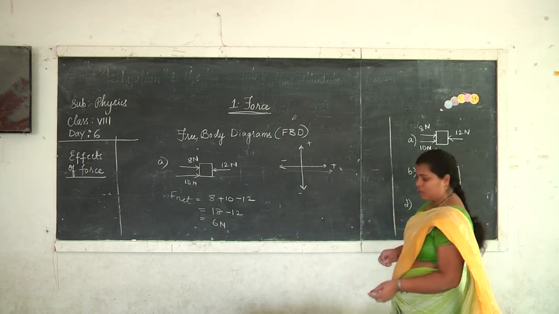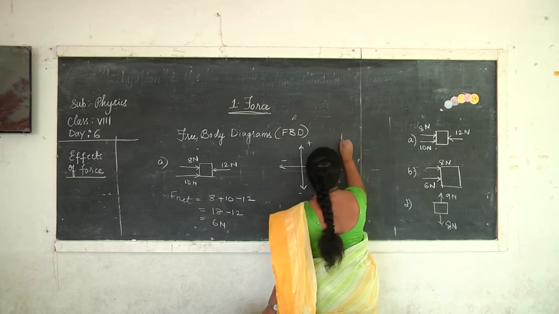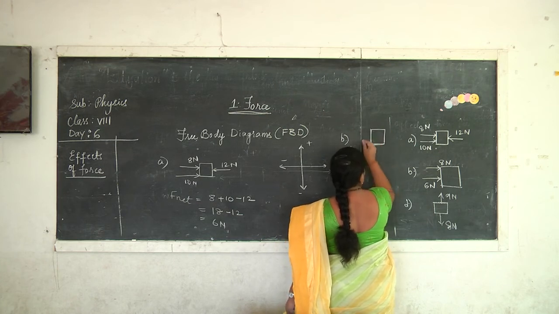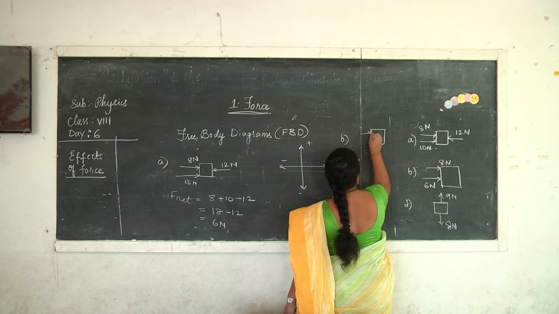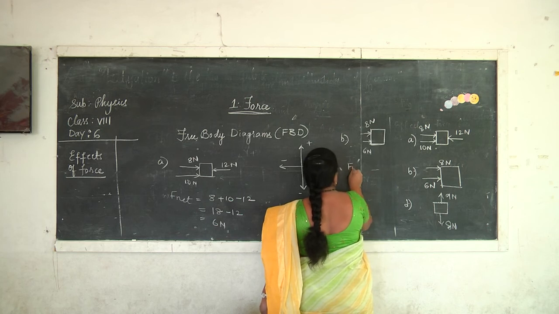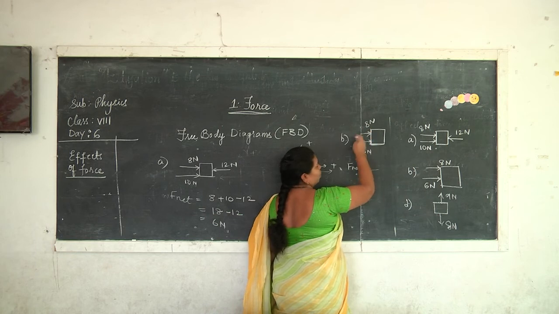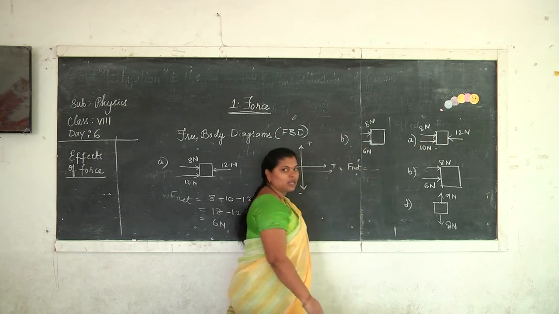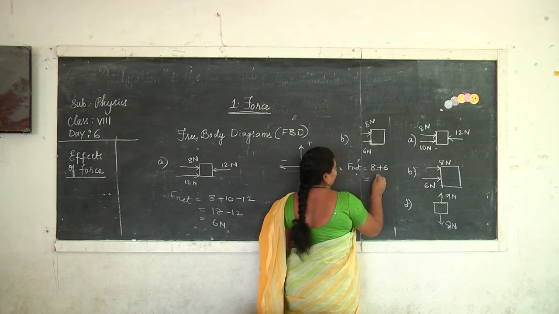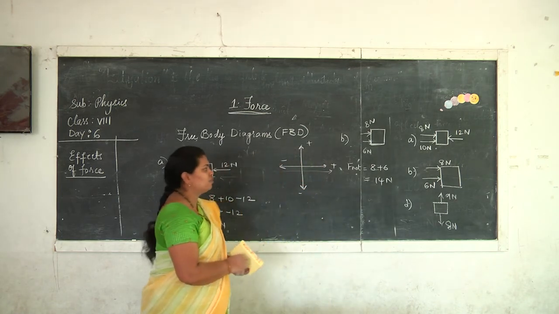Coming to the next problem, let's see another problem. See here, I have an object. This is a free body diagram, children. Now I have 8 newtons of force acting and 6 newtons. What is the total net force? Net force acting on the object is, see, 8 newtons and 6 newtons both acting in this direction and nothing is opposing it. So I can just sum it. 8 plus 6, 14 newtons. So a total force of 14 newtons is acting on this object.